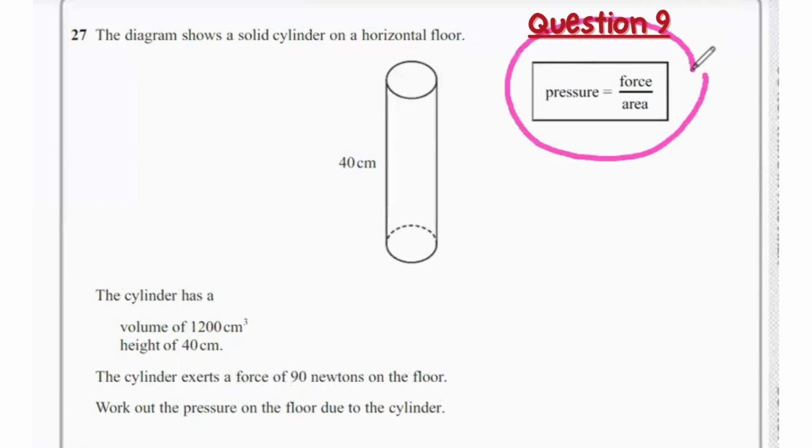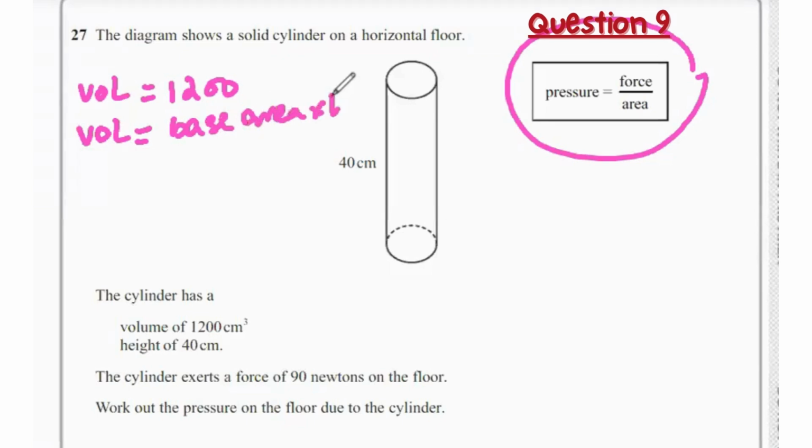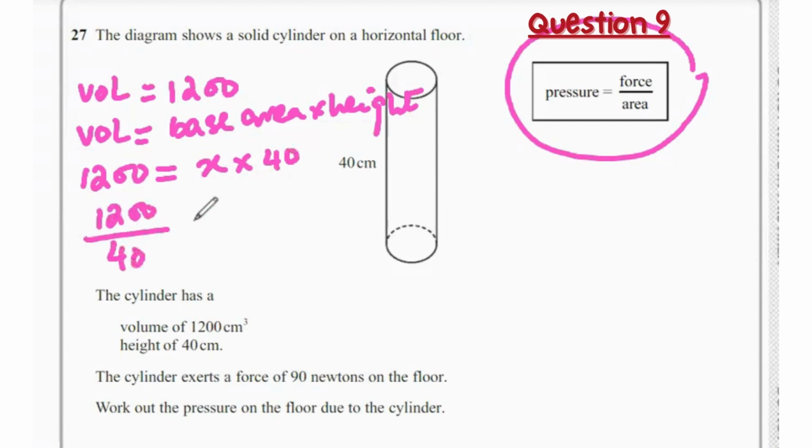So we have the formula, pressure equals force over area. So if the volume is 1200, volume basically has the formula of base area times the height. We can calculate the base area by dividing our volume by the height. Calling the base area x, and the height is 40. So 1200 divided by 40 equals x, and that's going to give us 30 centimeters square as our area.